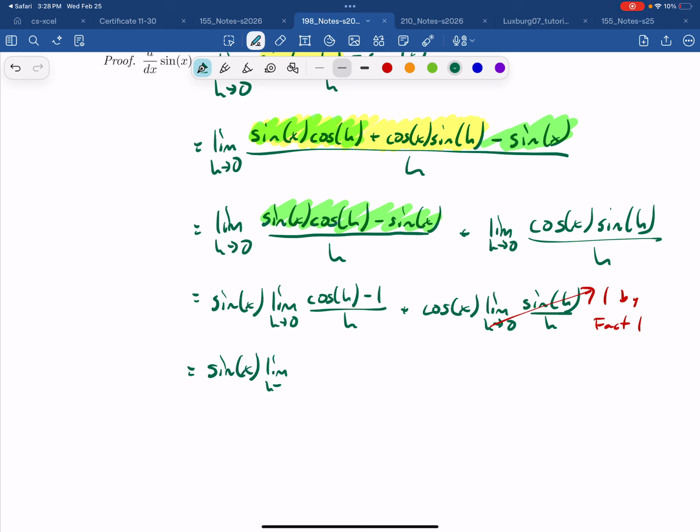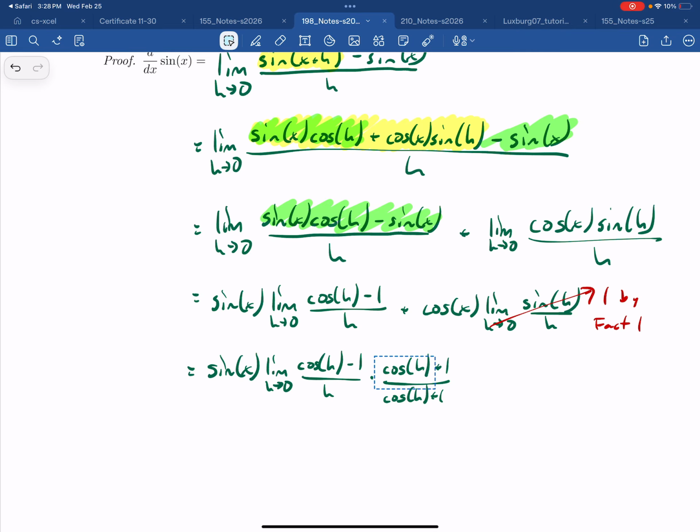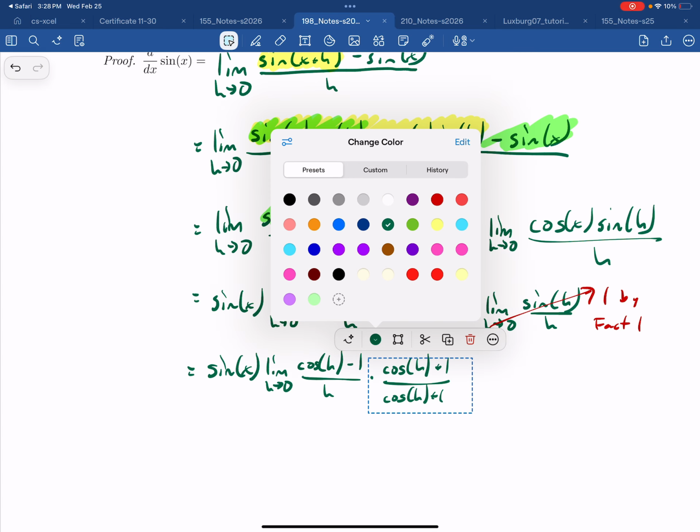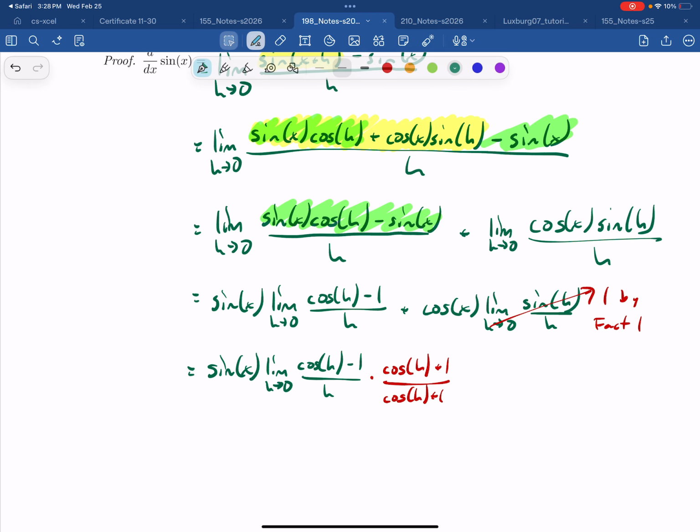Limit as h approaches 0. This is not what you might expect to do, but we're actually going to multiply by the conjugate over itself, of course. Let me emphasize that I usually like to put this in red. There we go. And so anyway, we know that this is just plus cosine of x.